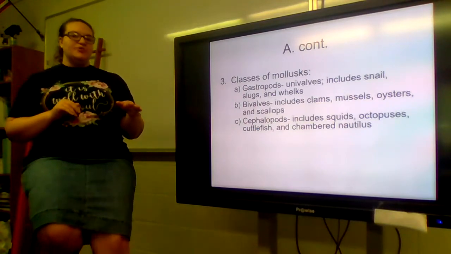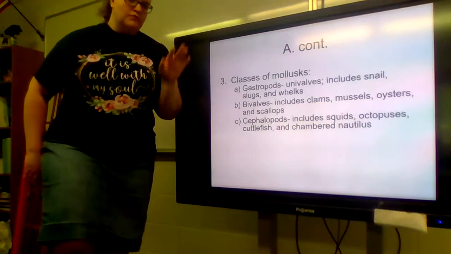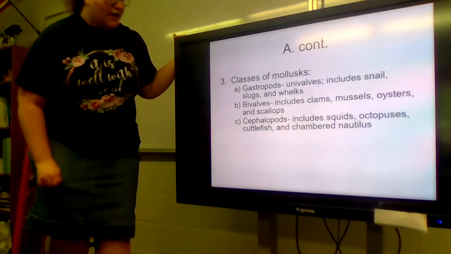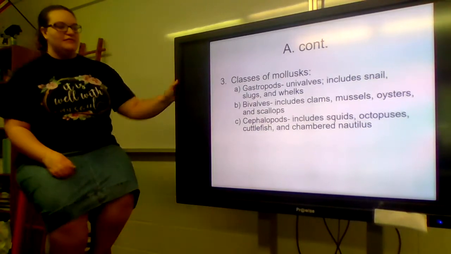The chambered nautilus is pretty cool. We'll look at him as I fall off my stool on the video, because that would be fantastic. We'll look at him later on.